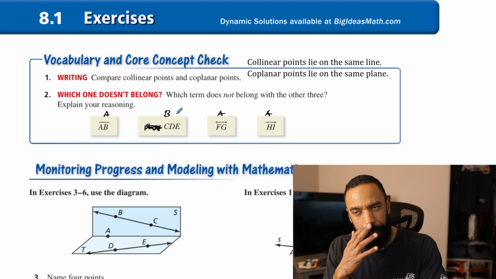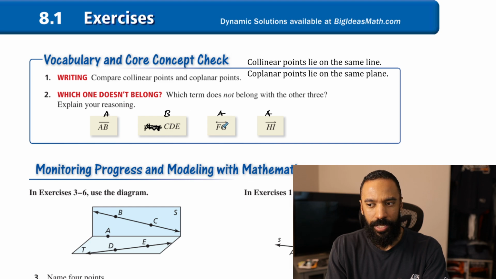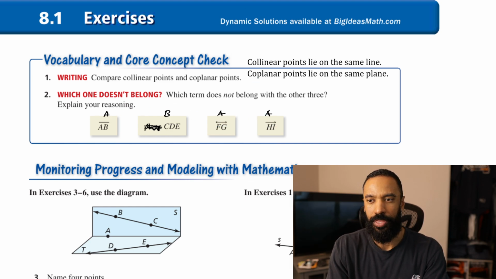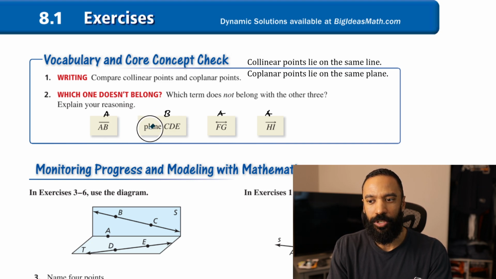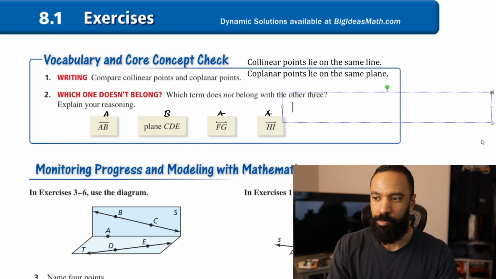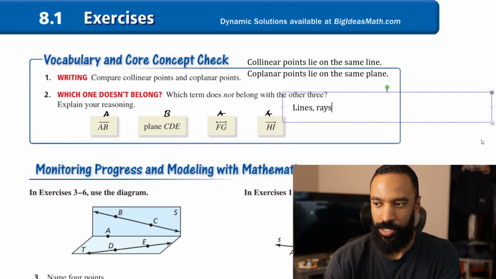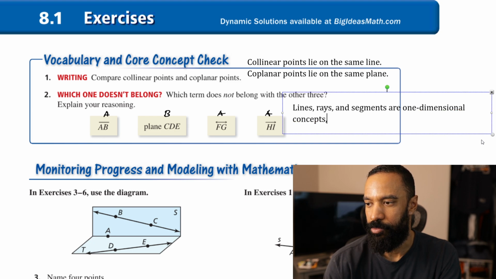That being said, these ones did not use the words, and they had an option to either use the words or the thing. So they could erase that word plane, and I think I'm still good on referring to it as a plane. Anyway, I would say that the reason those are different is because lines, rays, and segments are one-dimensional concepts, whereas planes are 2-dimensional concepts.